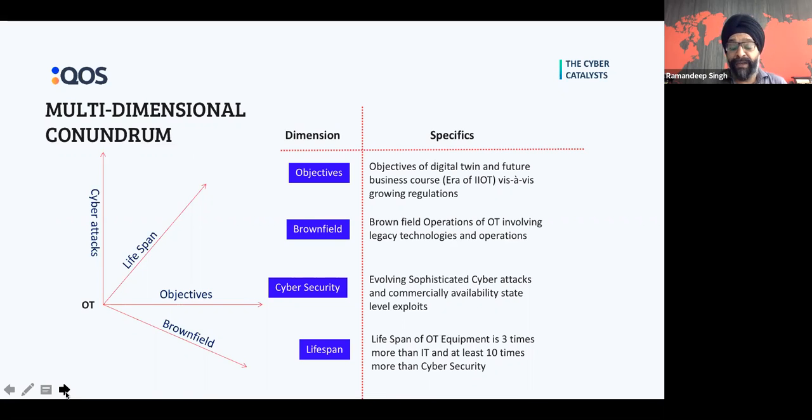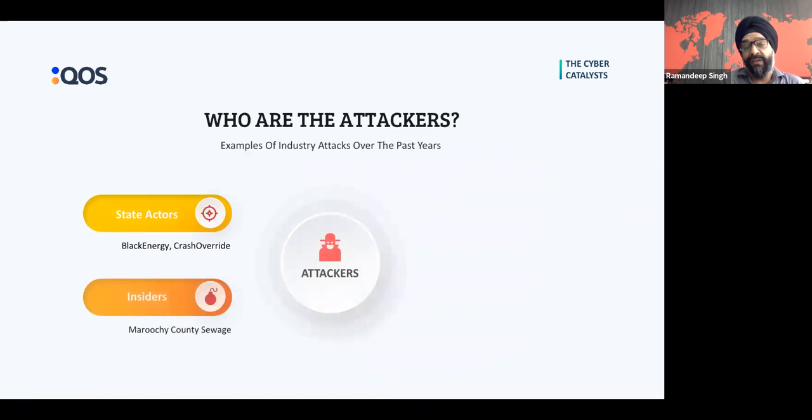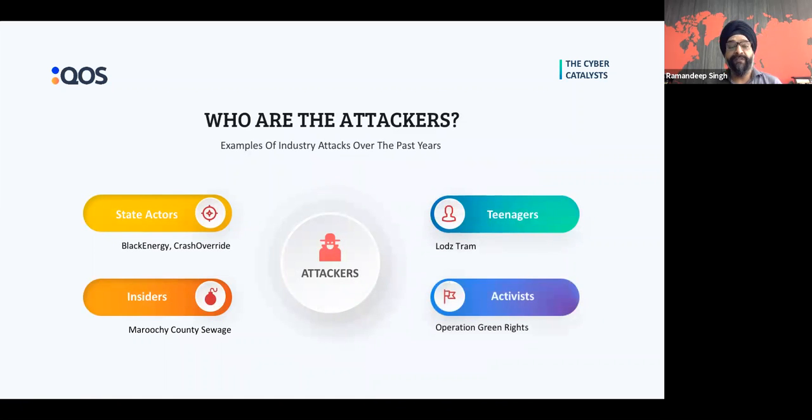So typically a PLC or IED or RTU or any other infrastructure that is part of the terminologies we have discussed earlier has a lifespan of 15-20 years, which is 3 times the IT and maybe 10 times the cybersecurity cycles. So this is the multi-dimensional conundrum, and then you're dealing with all types of attackers.